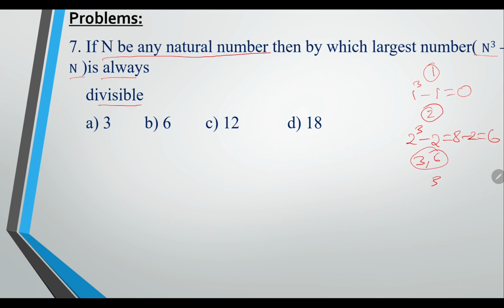Let's consider the natural number 3. Then 3 cube minus 3 is equal to 27 minus 3, that is equal to 24. 24 is also divisible by 3, 6 and 12. So we can say that 3 and 6 are the numbers which always divide n cube minus n. So therefore A and B are the correct options.